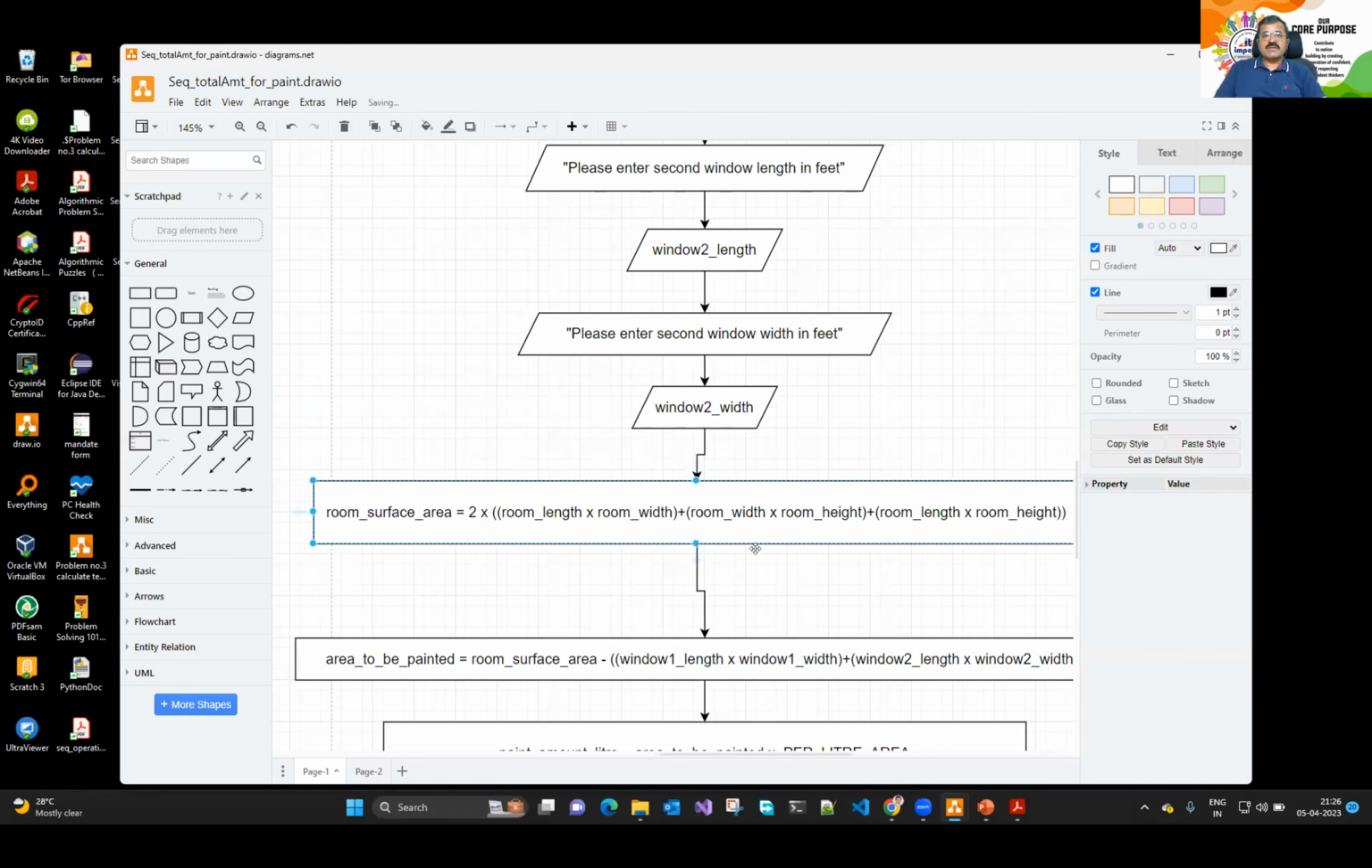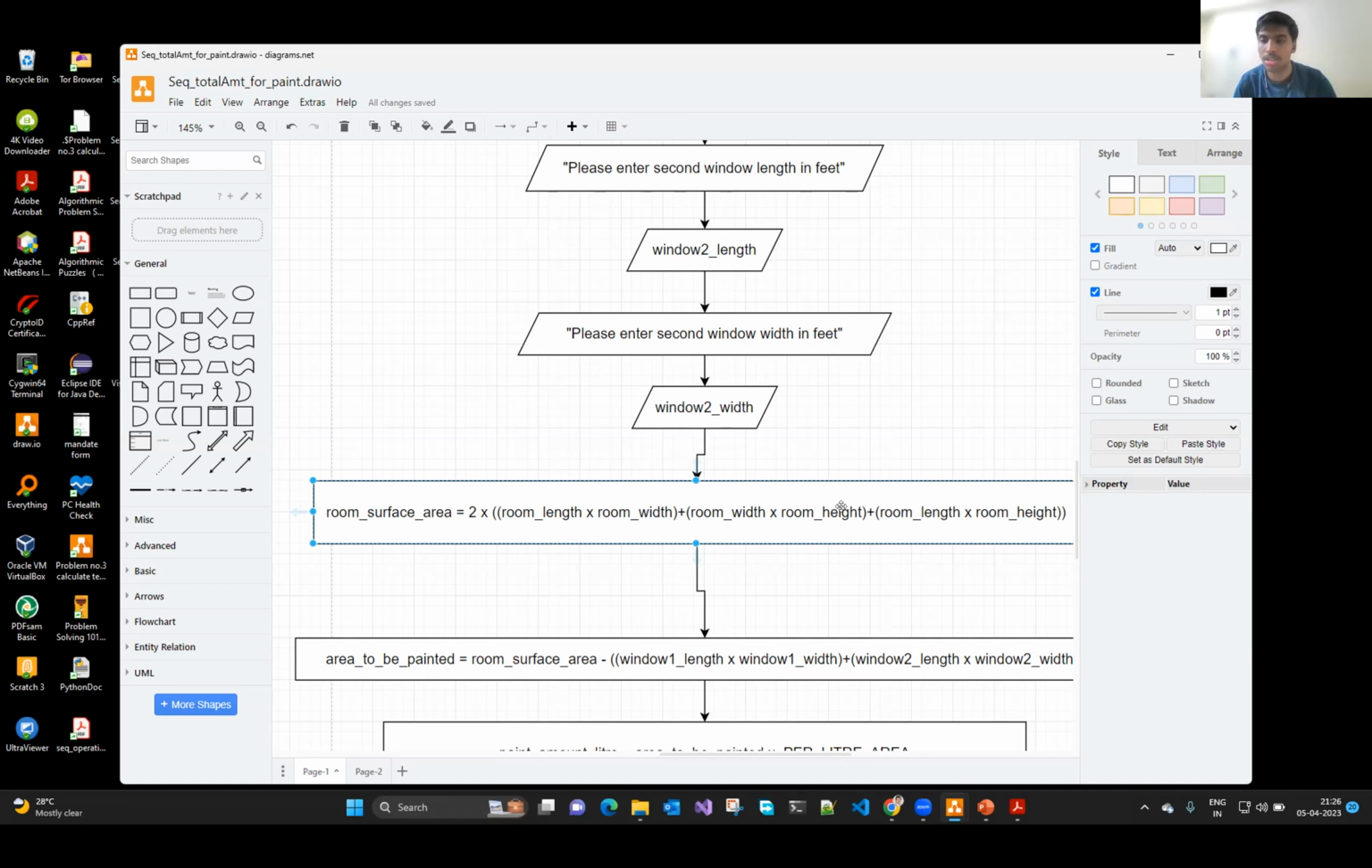Now let's first see whether the calculations are right or not. Room surface area is equal to twice into room ka length into width plus room ka width into height plus room ka length into height. Is this formula correct or not? Come on, quick. To calculate the surface area. Only the inner ones, not the ceiling.